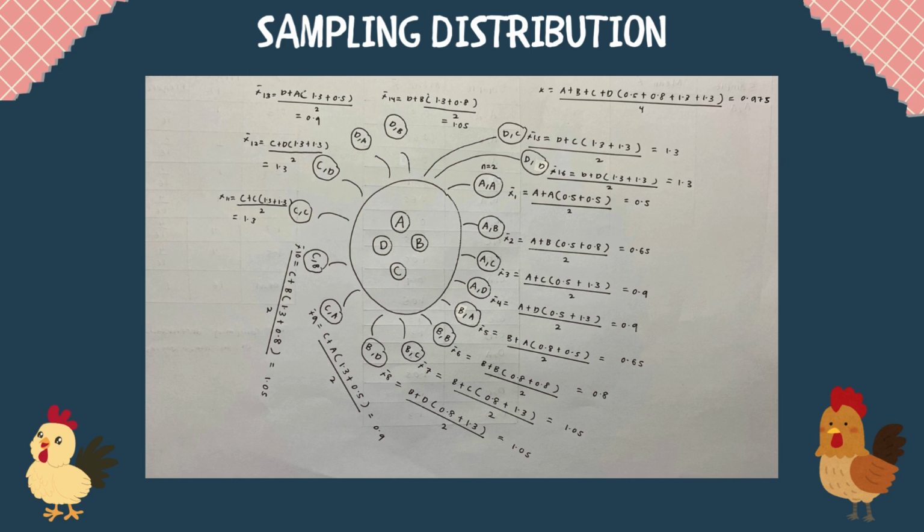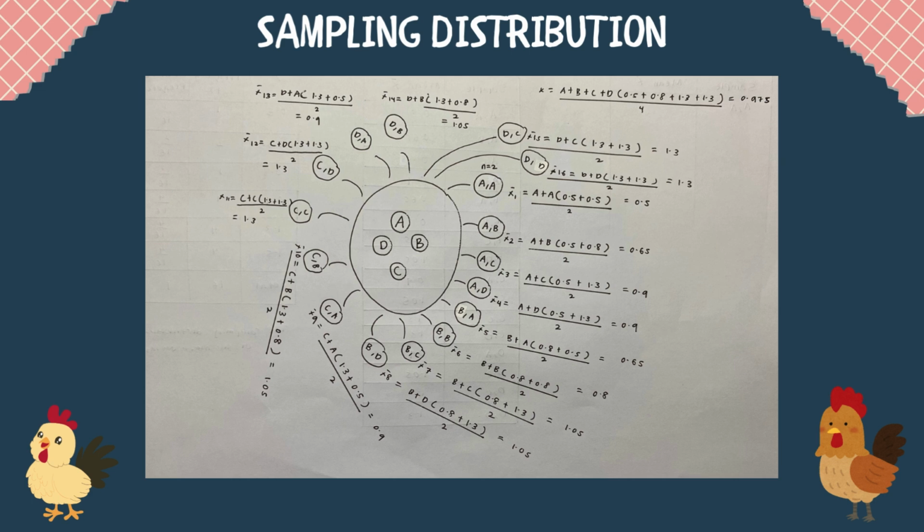To solve this question, the first step is to list all possible samples of 2 chickens. Since we are choosing 2 out of the chickens, we can list the combinations of 2 chickens: AA, AB, AC, AD, BA, BB, BC, BD, CA, CB, CC, CD, DA, DB.